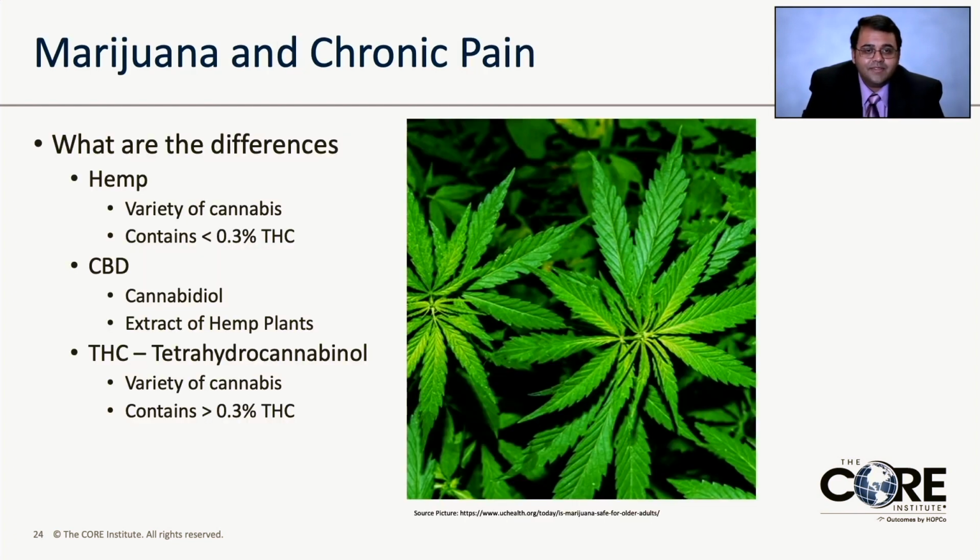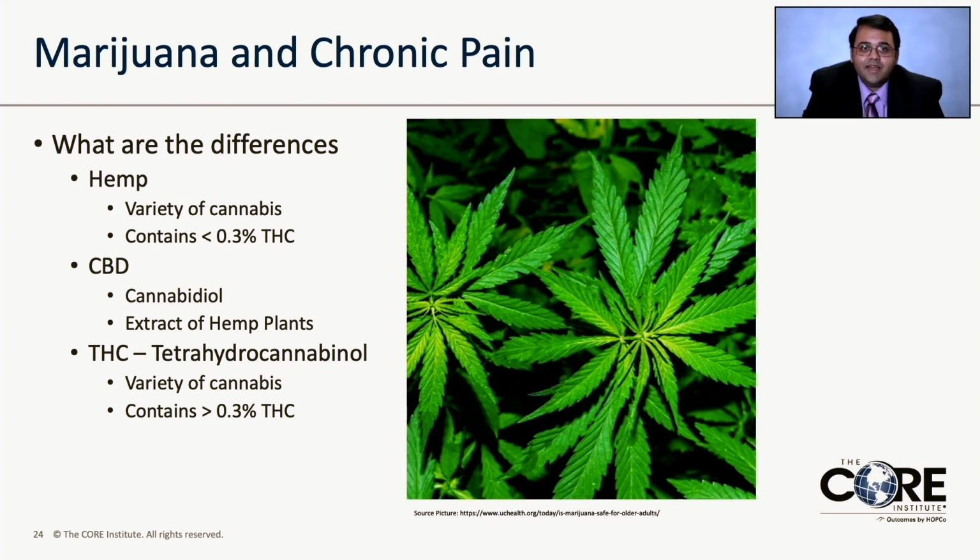So this is the last topic I was going to talk about, which was marijuana and chronic pain. Now, in Arizona, recreational marijuana has been approved. There are some differences which a lot of people may not understand. There's hemp, there's CBD, and then there's the THC side, or the marijuana side.